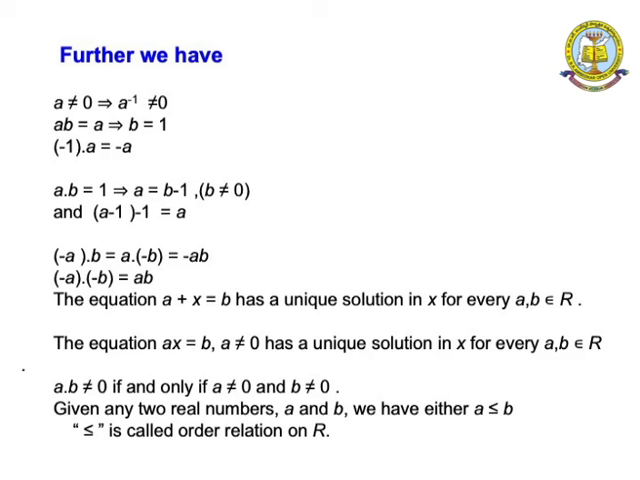If a dot b not equal to 0, it implies either a not equal to 0 or b not equal to 0. Then for two real numbers a and b, we have either a less than or equal to b. Here less than or equal to is called the order relation in real number system. Next, coming to the next definition.